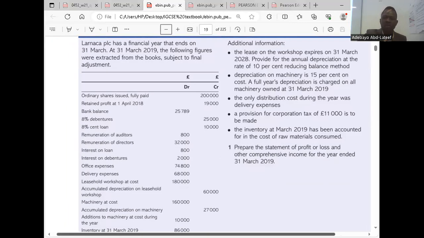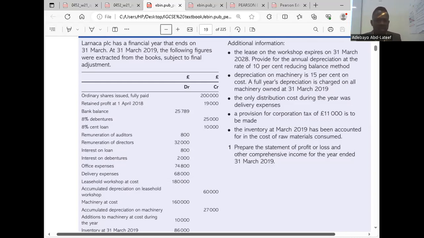So I'm going to say each item of the trial balance and why it's not supposed to be in the statement of profit or loss, or why it's supposed to be in the statement of profit or loss. So we start with ordinary shares issued fully paid. It's not part of our statement of profit or loss or other comprehensive income, because it's part of capital. It's an issued share, so it's going to be part of our statement of financial position. Its value is not going to be part of our expenses or income. I think that is clear.